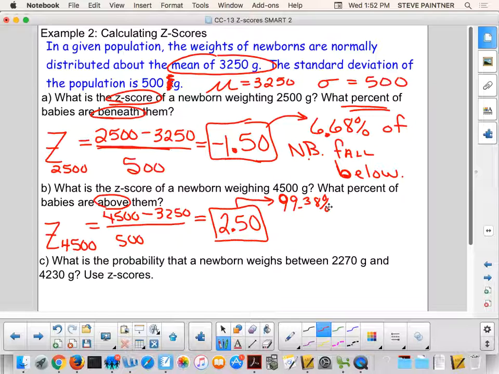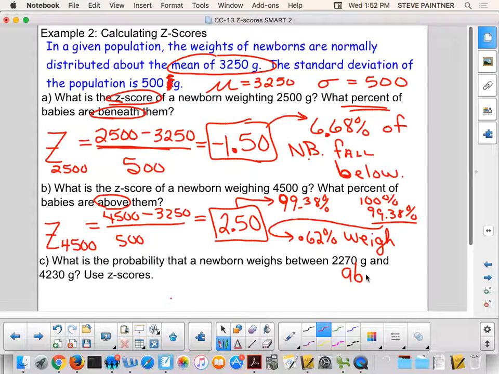That's the percent below that baby. The question is, what percent of the babies are above? 100 minus 99.38. You get 0.62%. 100%, take away the ones that are weighing less, 99.38. So 0.62% weigh above a 4,500 gram baby. Okay. How is that?